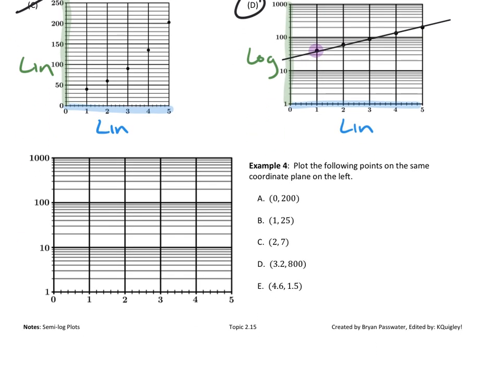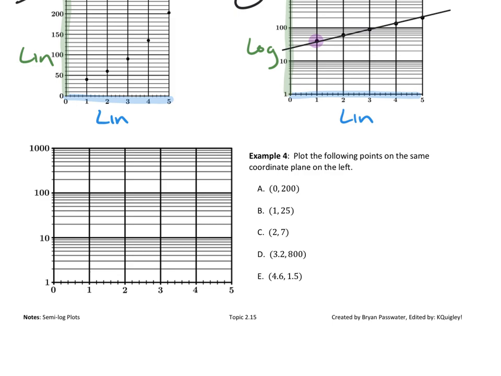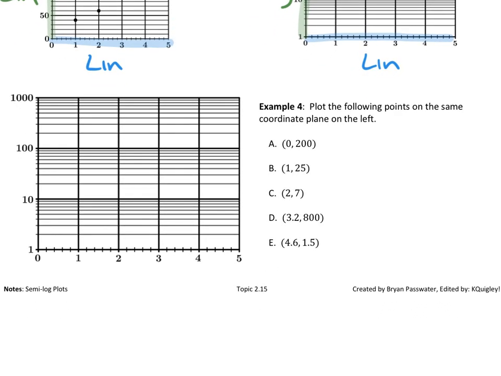All right, example 4, we've already done a problem like this before on our 2.9 notes. We're just going to make sure we can plot these points because it's a huge help to selecting the correct graph, like maybe on your next test, is knowing where they were plotted on this semi-log plot. So let's plot A together.